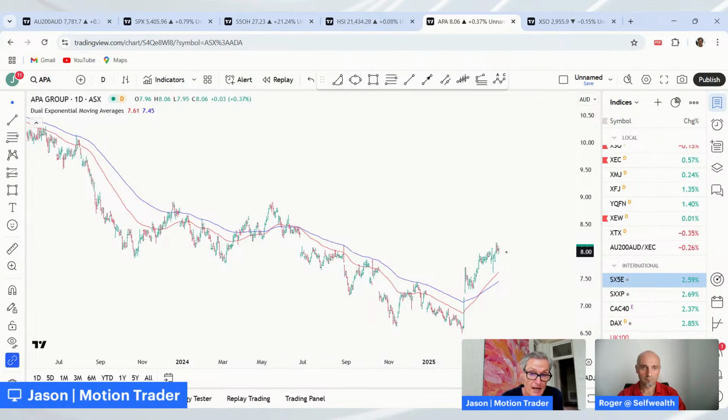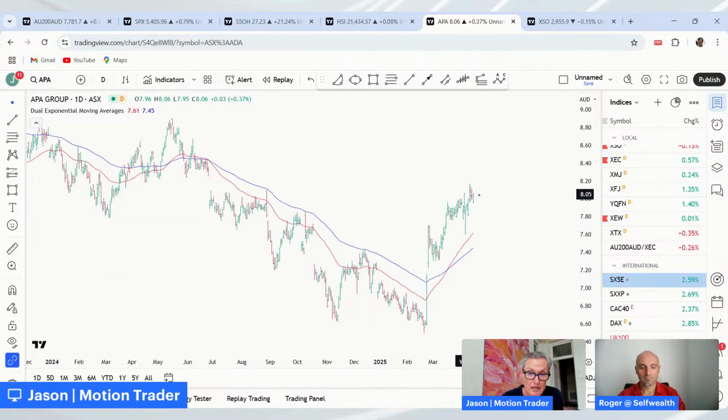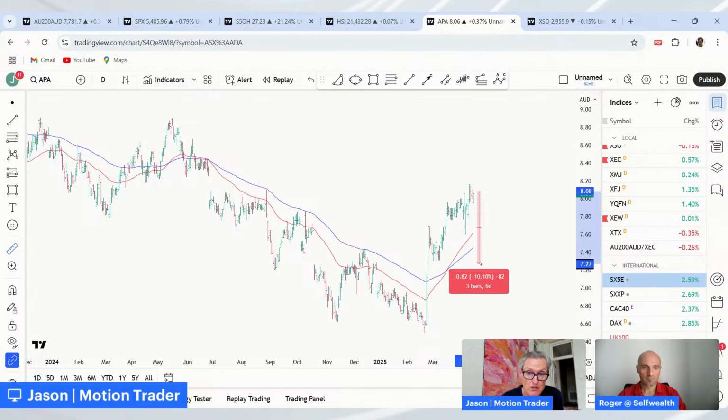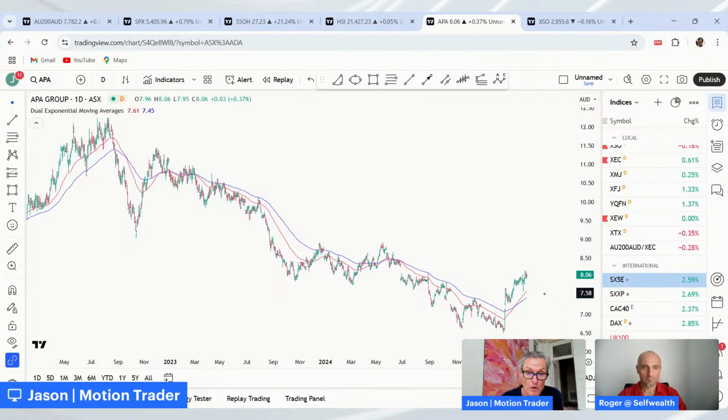So, yeah, if I was to buy this one, I could buy it at current levels. I could have a stop below the 100-day moving average. What would that be? It could be done with like a 10% stop. So I think it's an asymmetric situation.